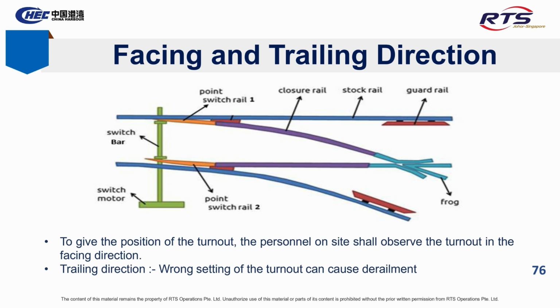Slide 76. Facing and trailing direction to identify the position of a turnout. Personnel must observe it from the facing direction. In the trailing direction, a wrongly set turnout can lead to derailment.